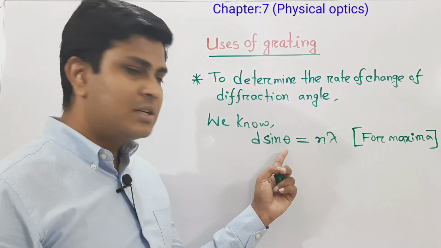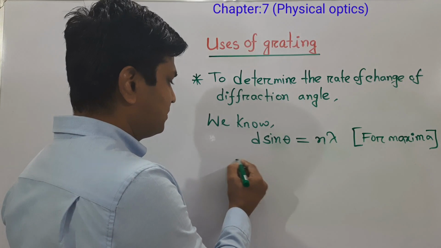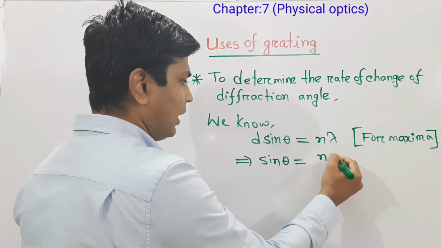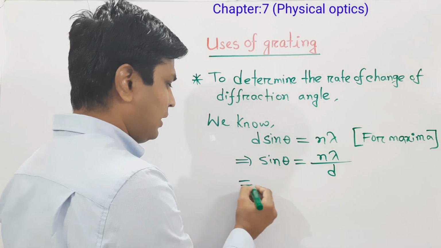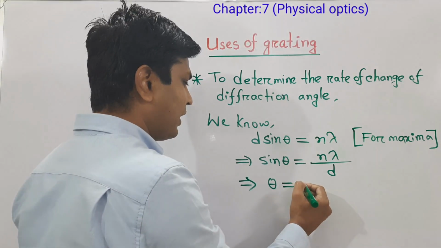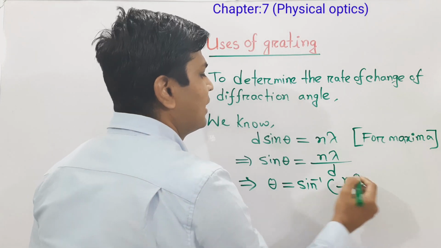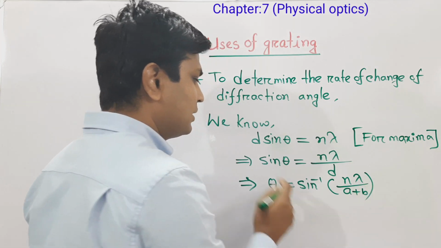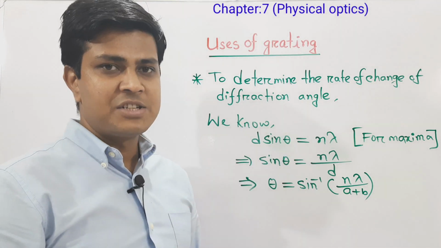Now, if you want to calculate the angle of diffraction, that is theta, then we can write sine theta equals n lambda divided by D. And now, if we move the sine from the left side to the right side, then we can write theta equals sine inverse of n lambda, and in place of d we can write a plus b. This is the formula to calculate the angle of diffraction.